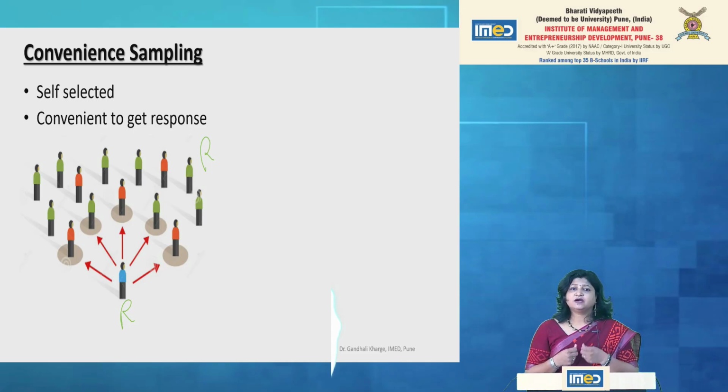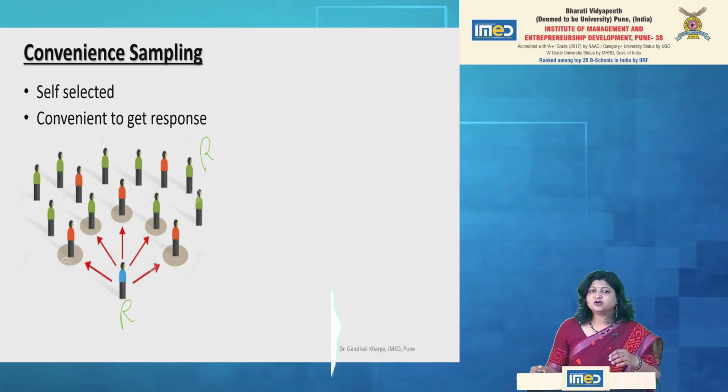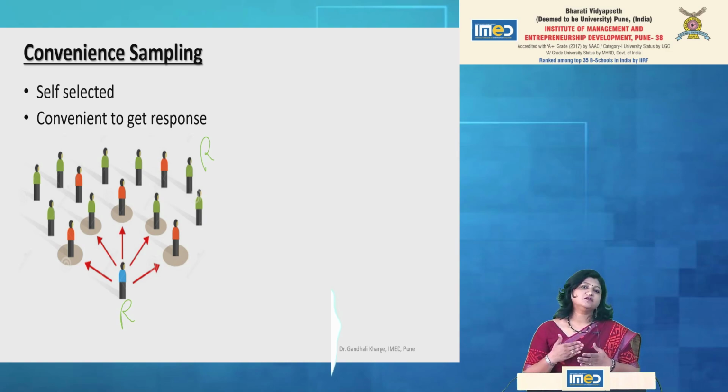Suppose I have to collect a sample size of 100, and it is not on the basis of proportion, right? So why is it not proportionate? Because it is totally up to the convenience of the researcher, okay, and that's why it comes under non-probability sampling.